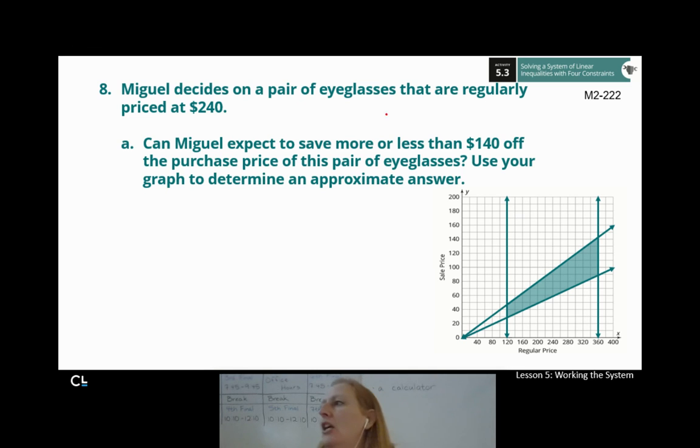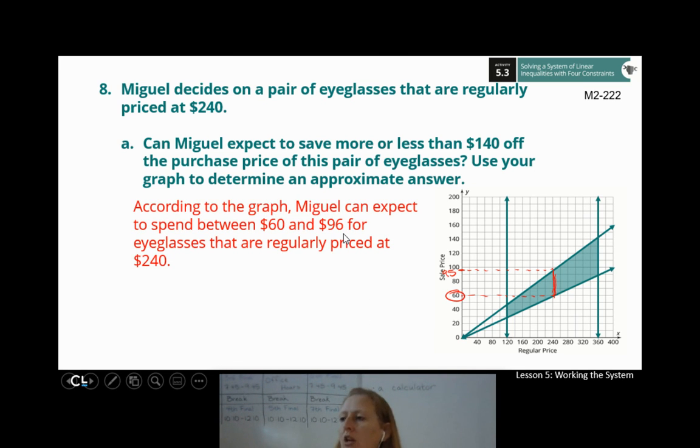You ready? So regularly priced is 240. So 240 regularly priced, and here it is in the shaded region between these guys, right? Somewhere in here. So if we kind of come across, it's more than 90. That looks like $98, $95? I don't know, something like that. And of course, if we come across here, it looks like it's about $60. So according to the graph, it's not perfect, Miguel can expect to spend between $60 and $96 for eyeglasses that are regularly priced at $240.